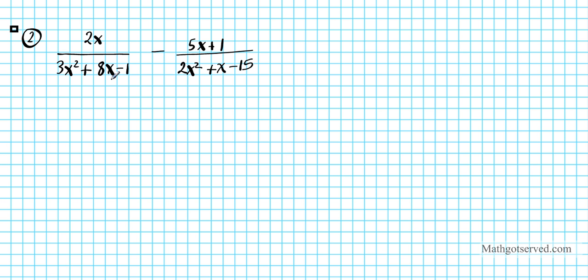Now we need to find the lowest common denominator. I don't know if they share a common factor, so I need to extract each denominator, factor them completely, and then see how we can find the LCD. All right? So let's start with the left denominator. The left denominator is 3x squared plus 8x minus 1. So we need to break it down first and see if there's a common factor we can extract.